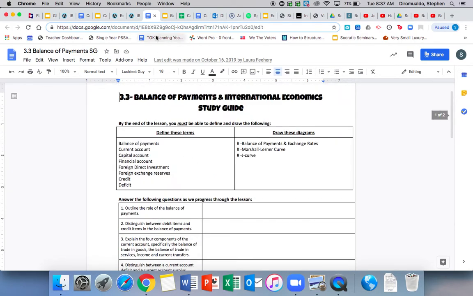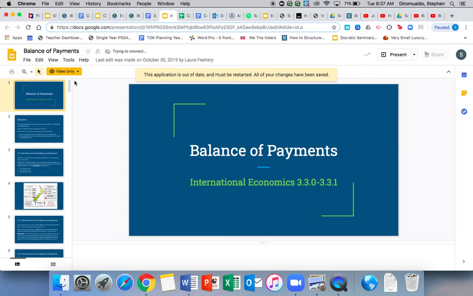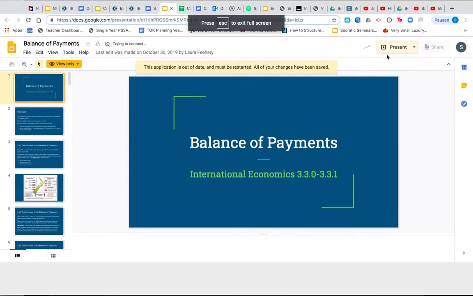There's a bunch of math, so there will be some days where the SLs you don't have to necessarily show up to class, but conceptually you're still going to need to do stuff. So let's get started on this balance of payment.